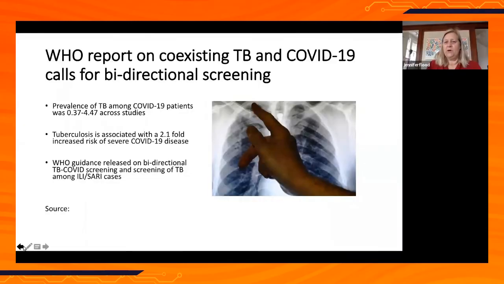Recommendation of WHO on coexisting TB and COVID that calls for bidirectional screening. And so this is an effort that is particularly important in high-burden countries, where when someone has COVID, you need to also think TB and vice versa. Thank you very much.